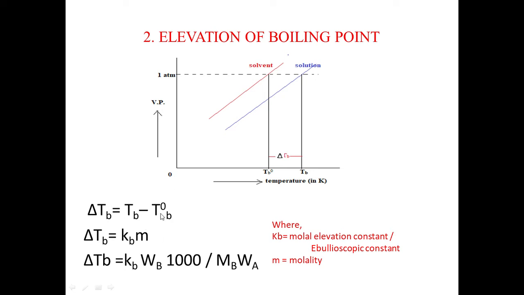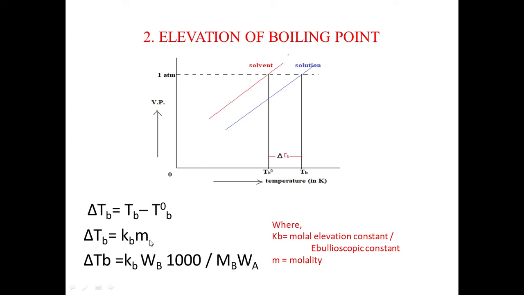So if we find the expression for this delta TB, that is the elevation in boiling point or increase in boiling point, it is equal to KB m. KB is the molal elevation constant or ebullioscopic constant, and may be defined as the increase in boiling point observed when the concentration of solution is taken to be 1 molal, that means 1 mole per kg. That is the definition of KB. And what about the unit of this KB? Delta TB has unit Kelvin and molality has unit mole per kg. So the unit of KB is Kelvin kilogram mole inverse.